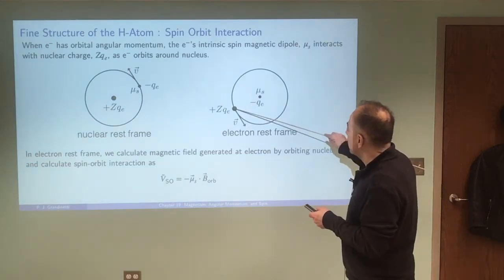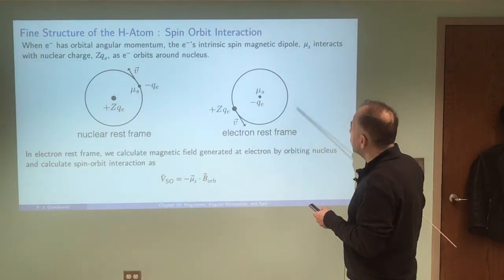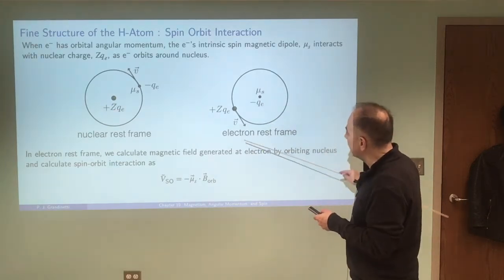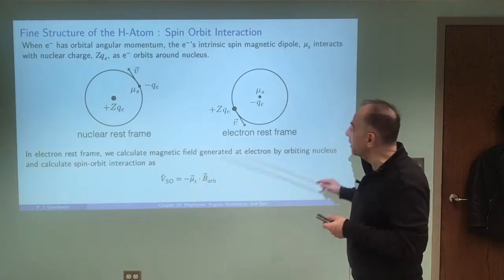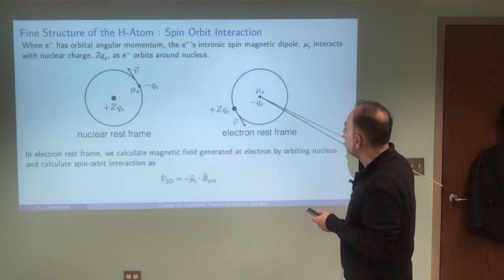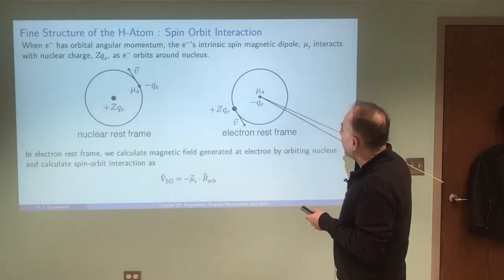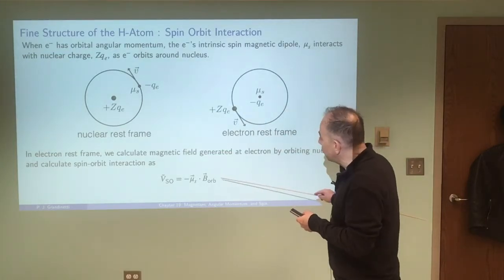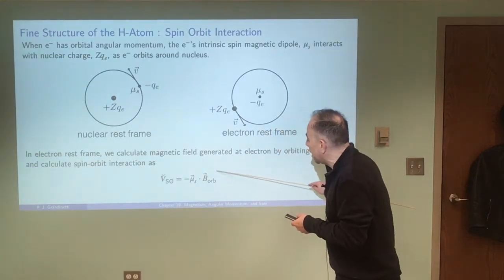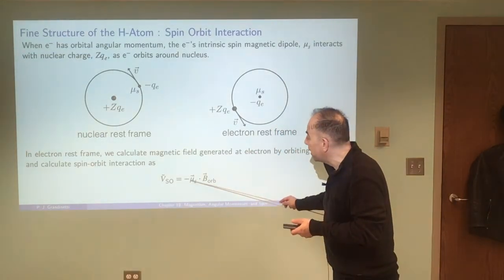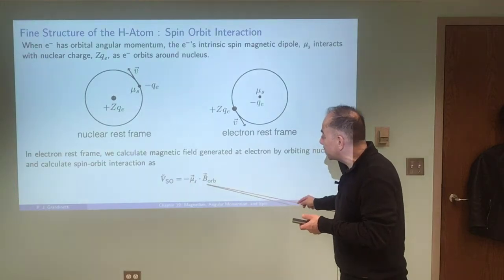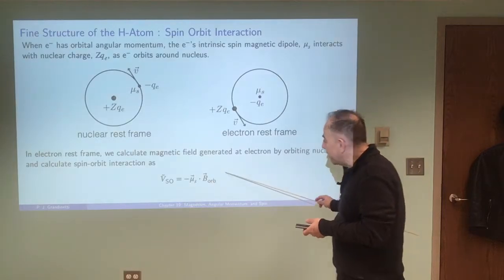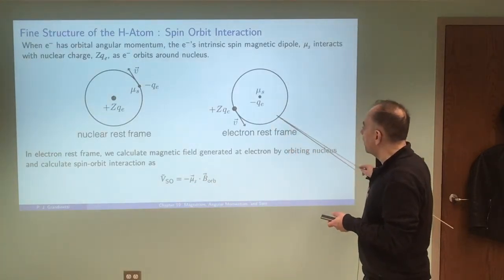So this nuclear charge is going to generate a magnetic field at the electron because of its motion. That charge is going to make a current that's going to generate a magnetic field here. The interaction of that magnetic dipole moment of the electron with the resulting magnetic field generated by the moving nucleus is going to give us an interaction that is familiar to you from before. The magnetic dipole moment of the electron interacts with the magnetic field generated by the orbiting nucleus. Now this is all written in the electron rest frame.